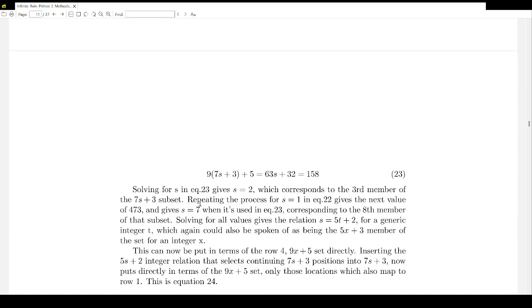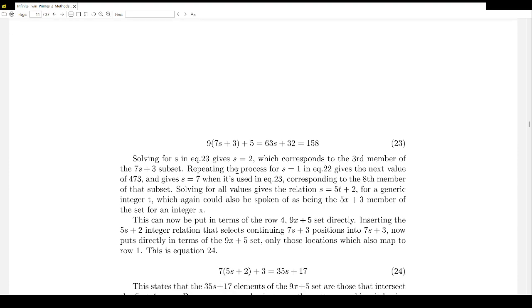When you do this, solving for s in equation 23 gives s equals 2, which corresponds to the third member of the 7s plus 3 subset. Repeat that process again for your next s. Now we're going to do s equals 1. We just did it for s equals 0. And that gives your next value of 473. And it gives a value of 7 for s when it's used in equation 23, if you had put 473 here, corresponding to the 8th member of that set.